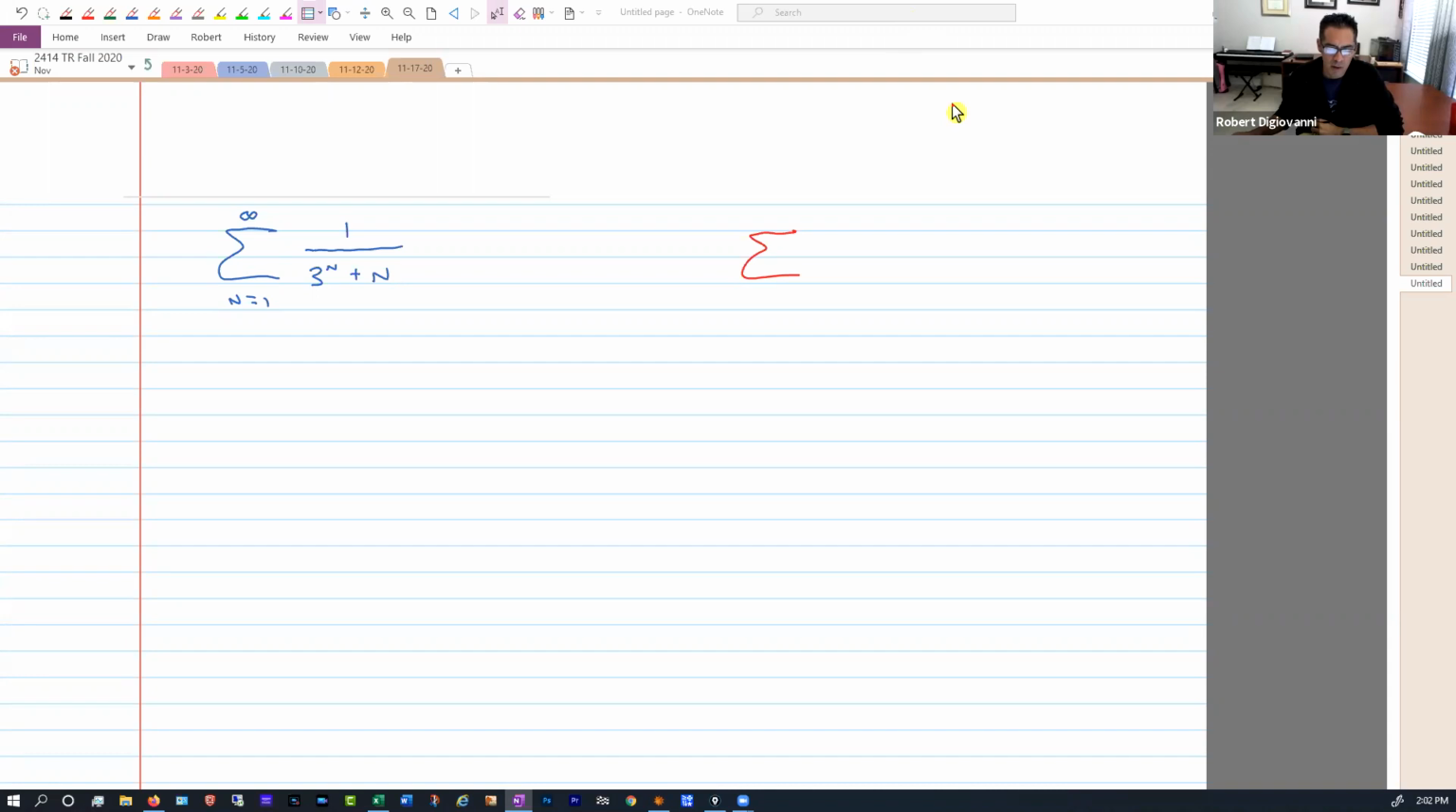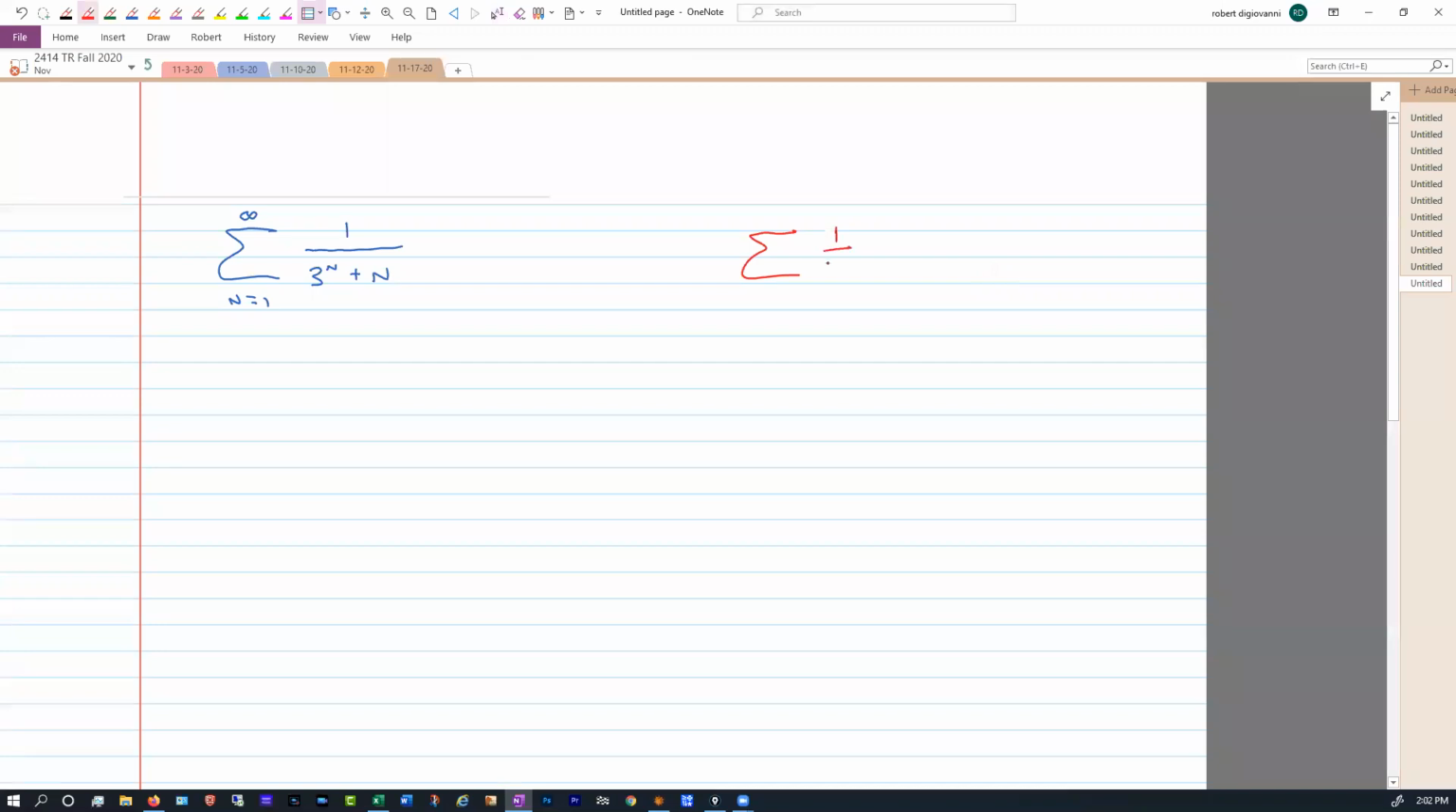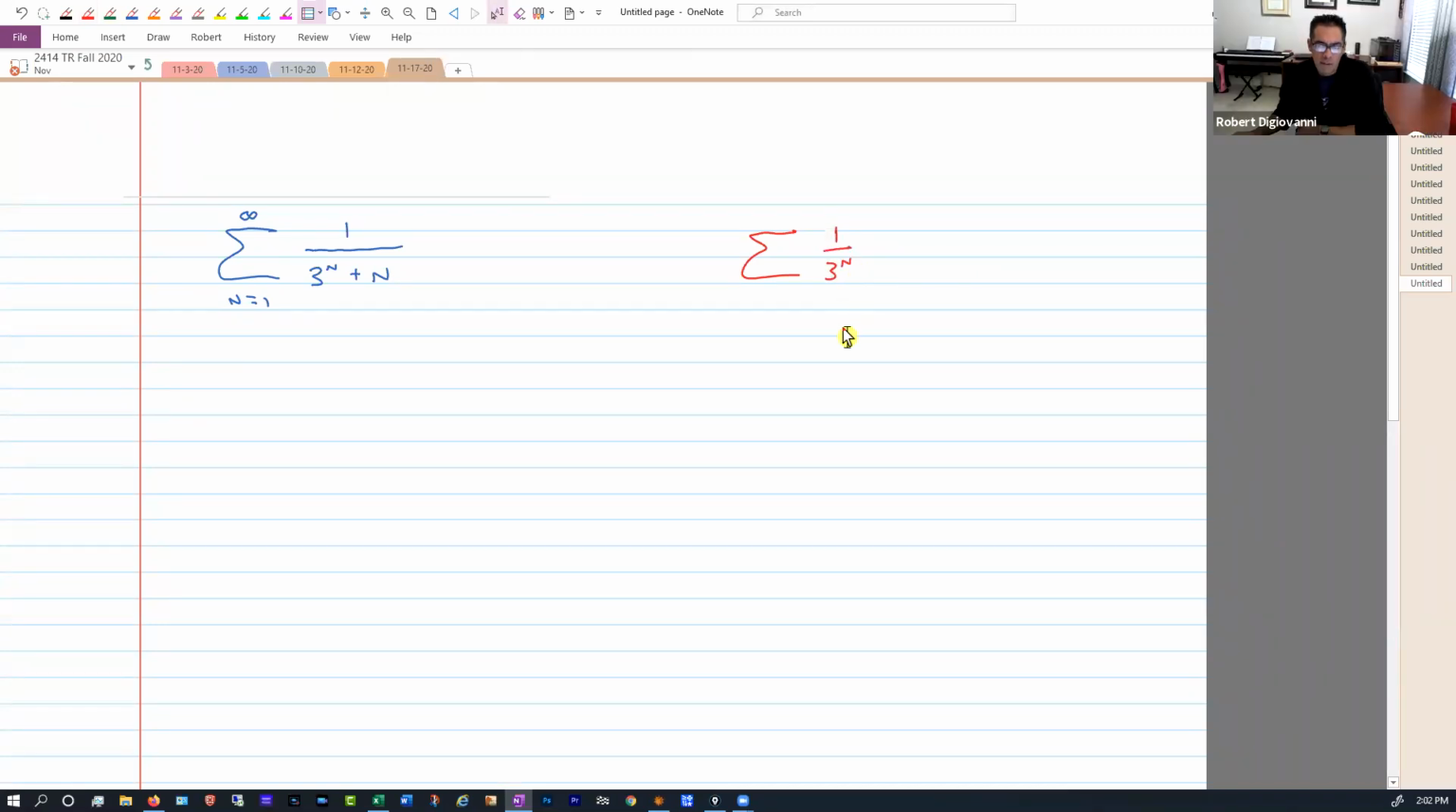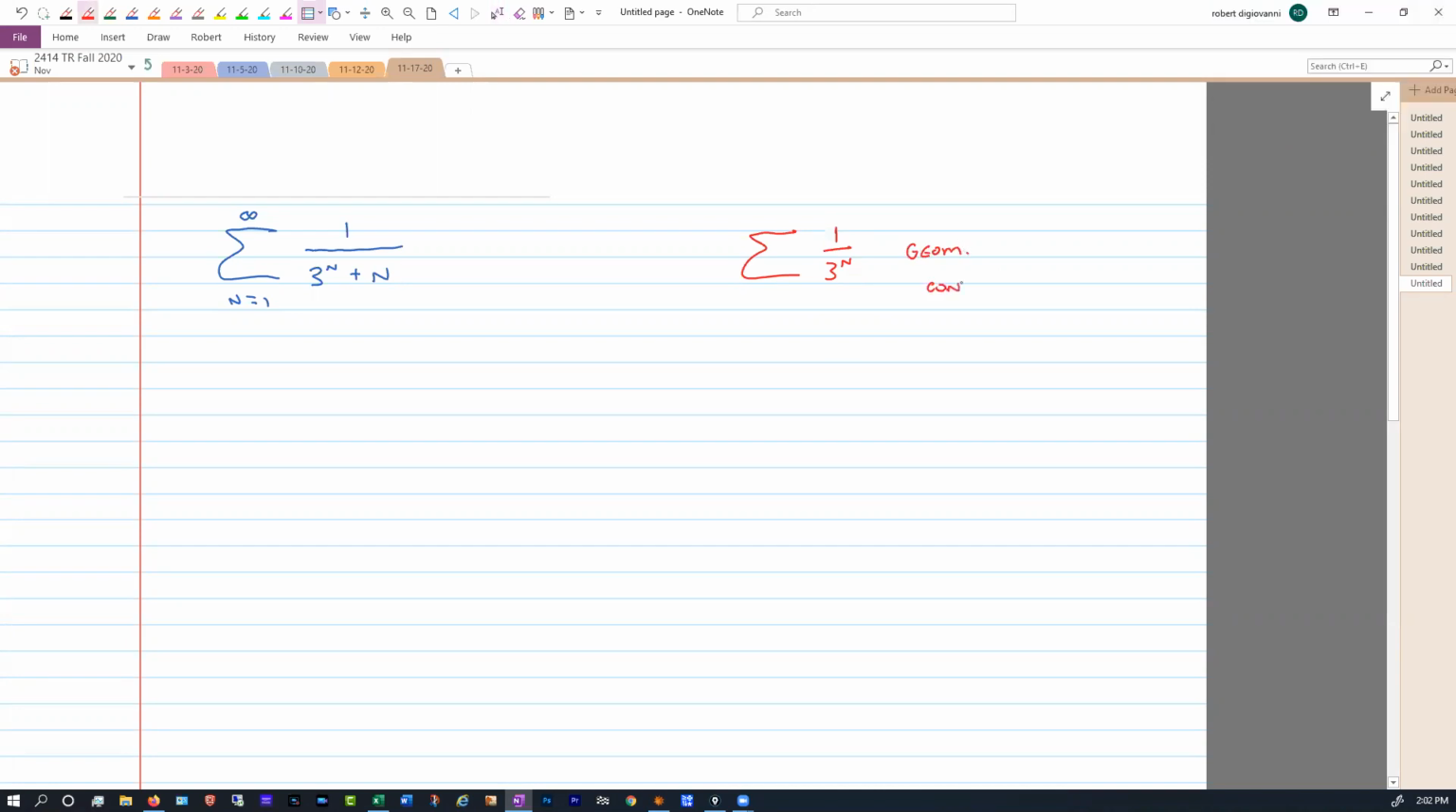All right, anybody want to share with me what they're going to try? I was looking for 1/3 to the n because it had the biggest impact. Okay, so this is geometric, and it's convergent.